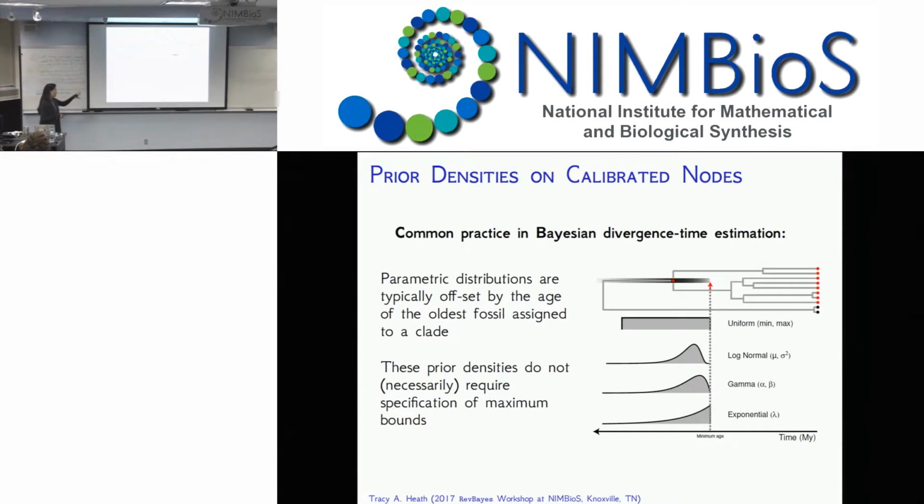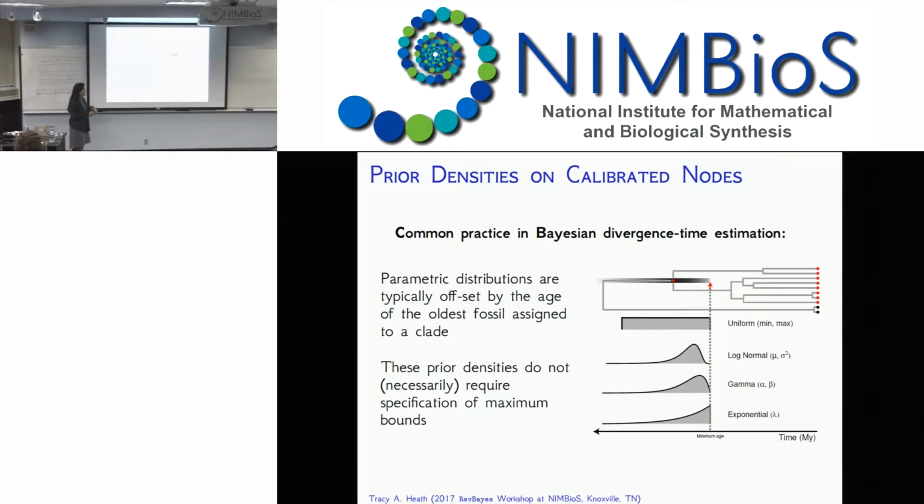So the common practice in Bayesian phylogenetics for a long time has been to use these minimum age constraints to construct calibration densities for internal nodes in a tree of extant taxa. These are parametric distributions that are offset by the minimum age provided by the fossil record. This is similar to what you did with the root age in the exercise. Here we're showing you 4 different types of calibration densities that can be applied to a node in the tree.